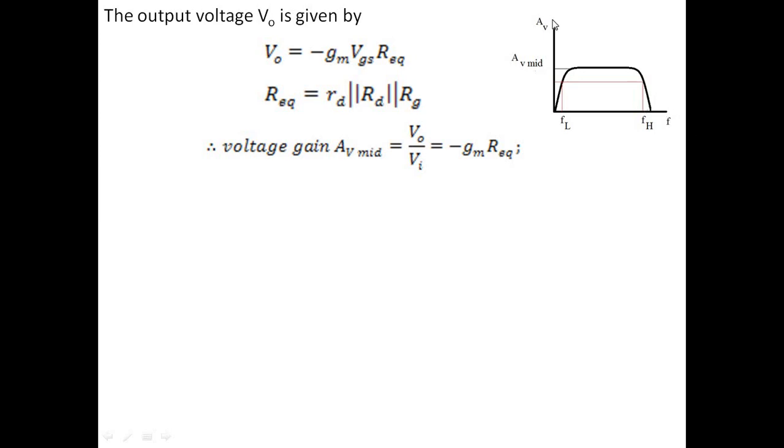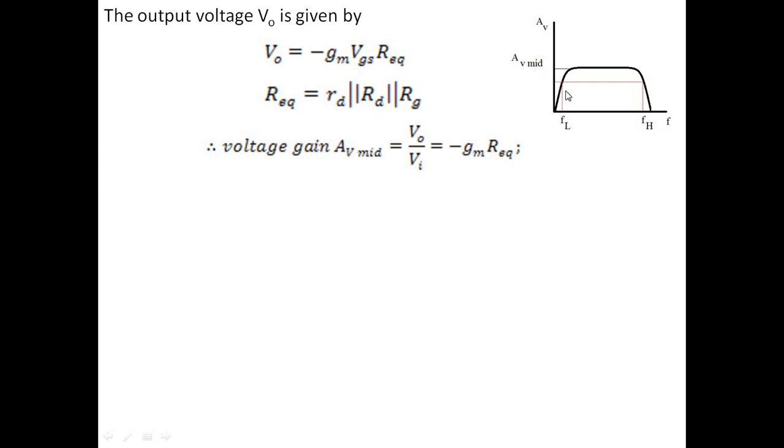It is a frequency, it is a voltage gain, and the voltage gain is maximum in the mid frequency. If you calculate AV mid divided by root 2, that gives you the bandwidth.